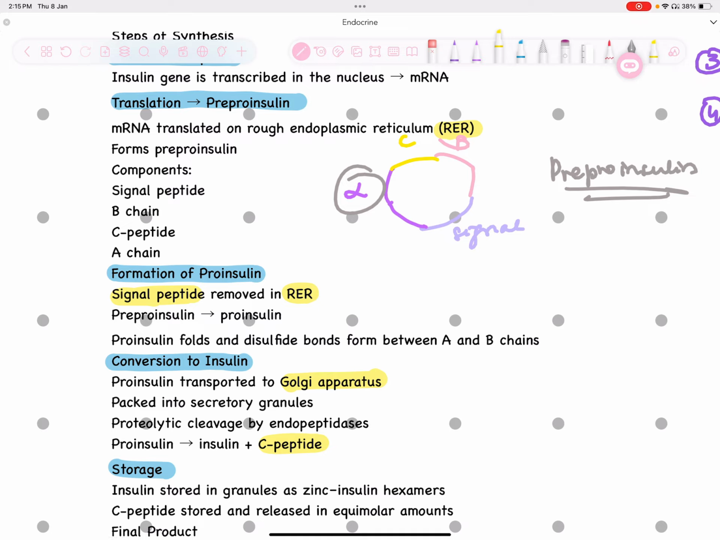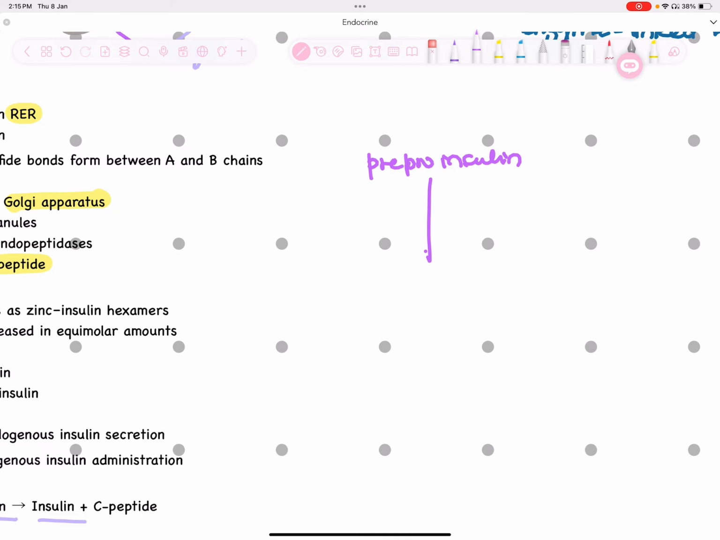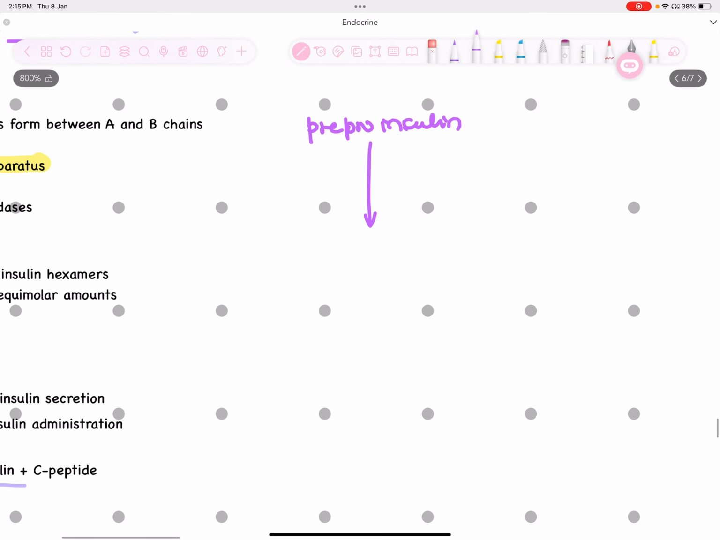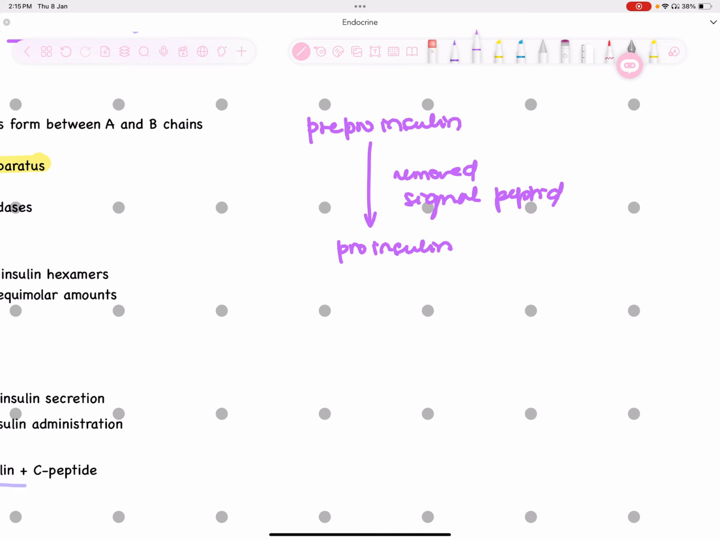Let me draw a flow chart here so that you understand better. This is pre-proinsulin, the molecule that I drew above. This pre-proinsulin got converted into proinsulin, and what happened? What was the change that took place here? We cleaved or removed our signal peptide. So you got the proinsulin. And then you want the insulin. In order to form insulin, you have to remove what? You have to remove the C peptide. And finally, you got insulin.